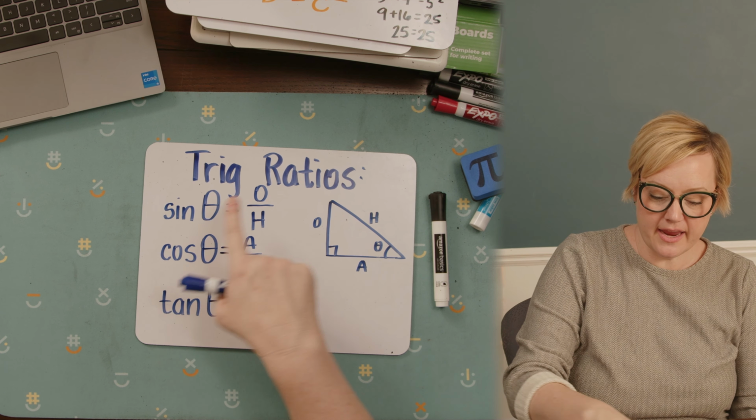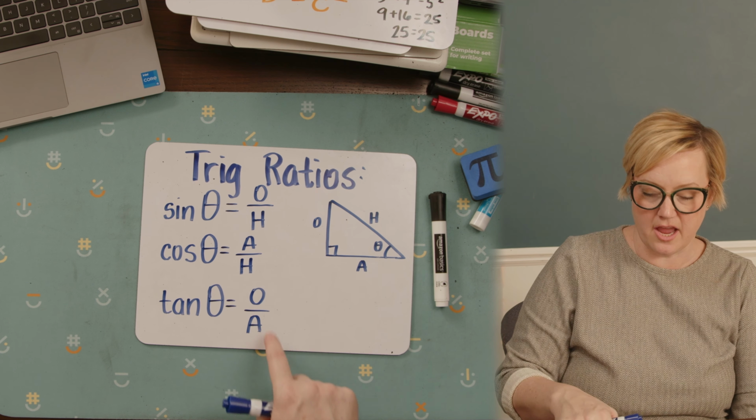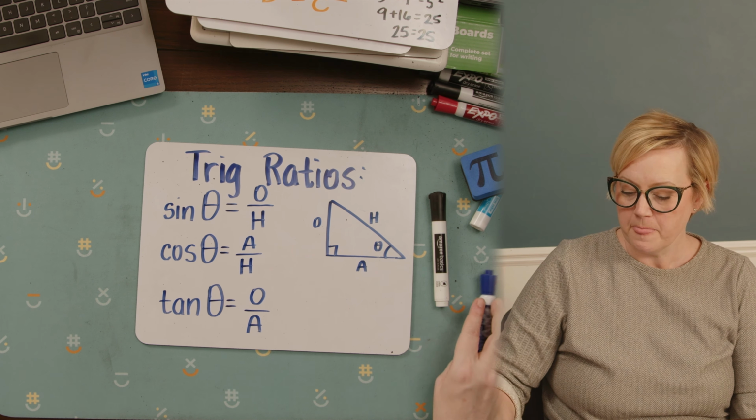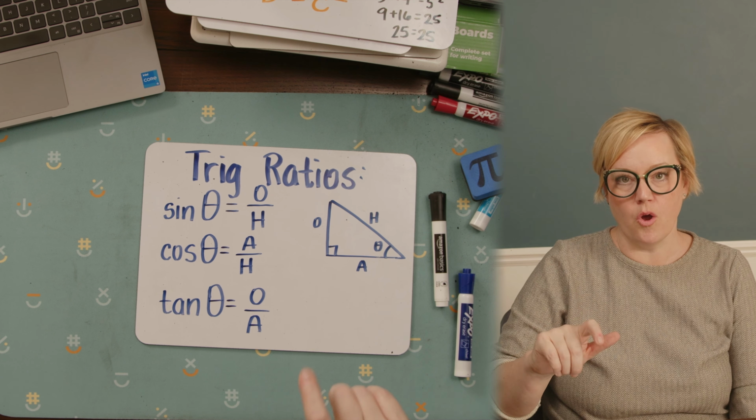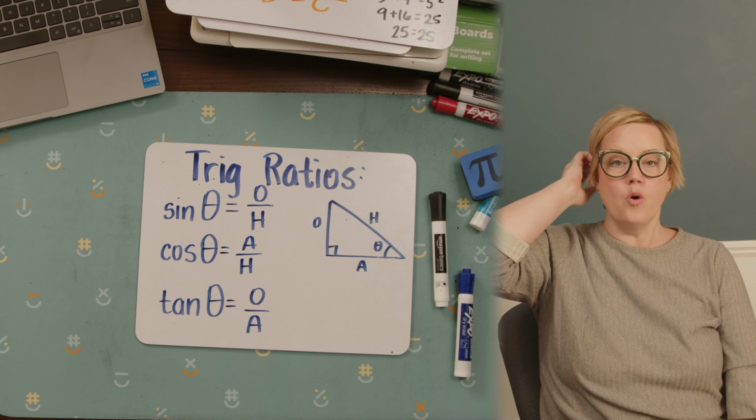So yeah, so sine is the opposite over the hypotenuse, cosine is the adjacent over the hypotenuse, and tangent is the opposite over the adjacent. Okay, so those are those ratios that are always going to be the same based on what that angle measurement is. Okay, they're always going to be the same.